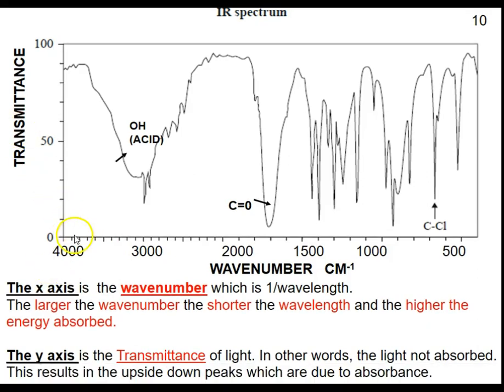The y-axis is the transmittance of light, so how much light is allowed through. So from here to here, a lot of light has been transmitted, which means this gap here is the light that was absorbed. So you can see that the peaks are upside down. All of this from here to here, this light was absorbed and that light was transmitted. So these are upside down peaks of absorbance of light.